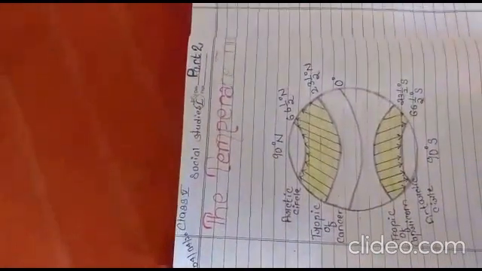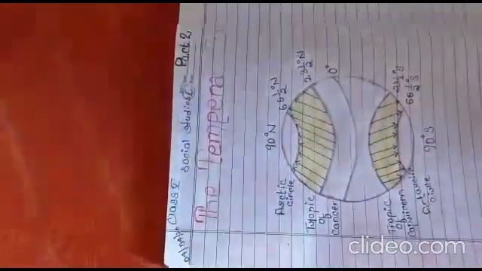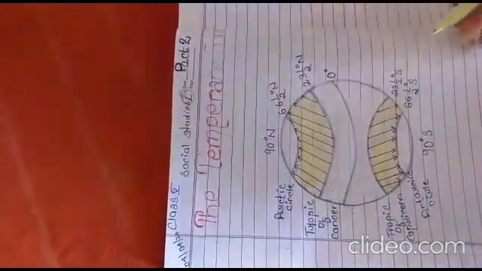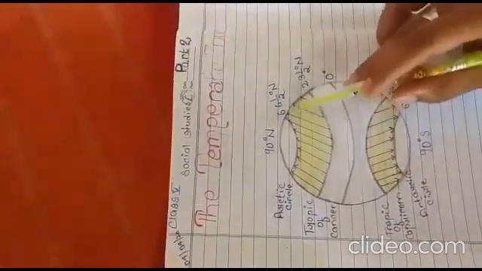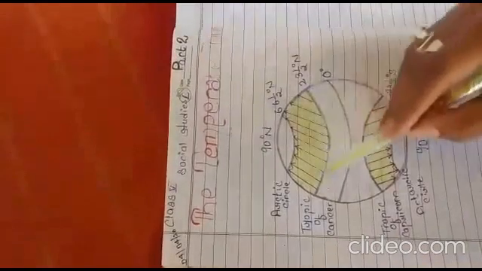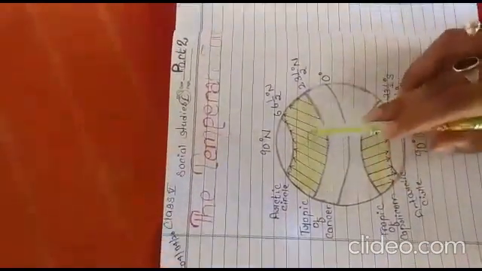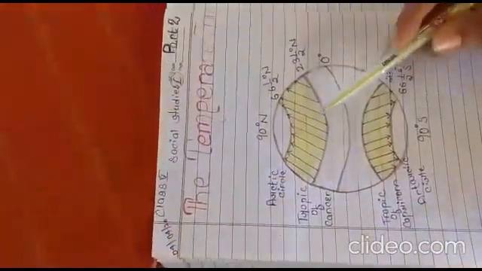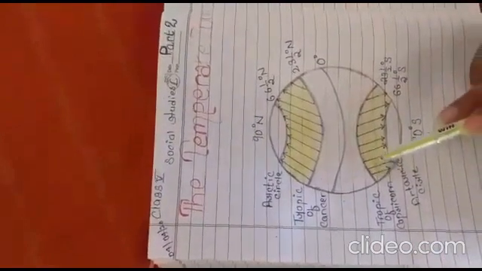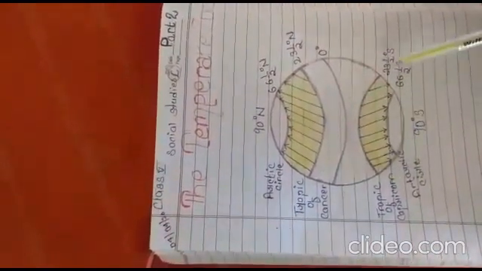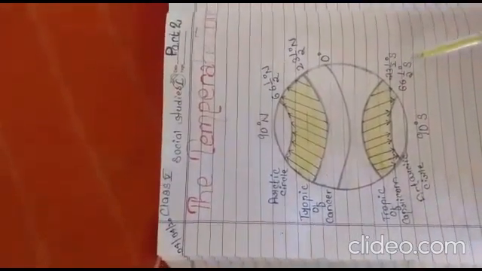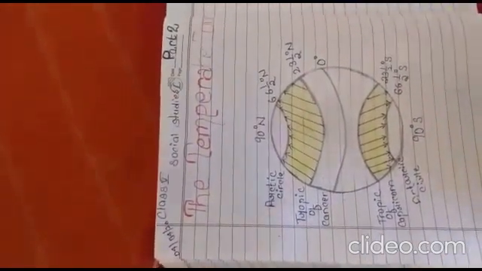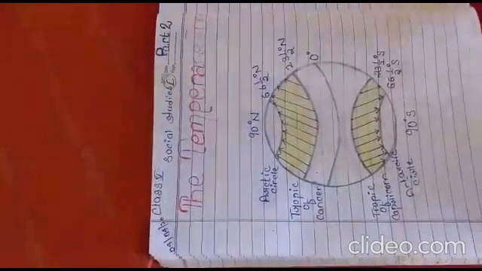The north temperate zone lies between the Tropic of Cancer and the Arctic Circle. This is the Tropic of Cancer and the Arctic Circle. This region is not the temperate zone. While the south temperate zone lies between the Tropic of Capricorn, that is 23.5 degrees south, and the Antarctic Circle, that is 66.5 degrees south. These zones have a moderate climate.